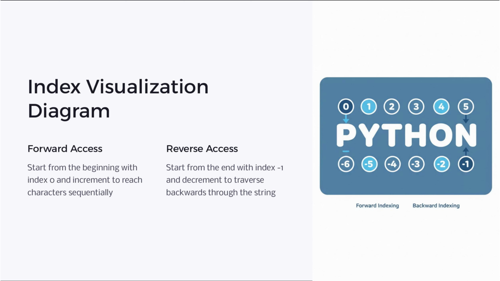In string indexing, forward access begins at index 0, moving sequentially through each character. Conversely, reverse access starts at index -1, moving backwards. This dual approach allows flexible string manipulation, enhancing coding efficiency and precision.